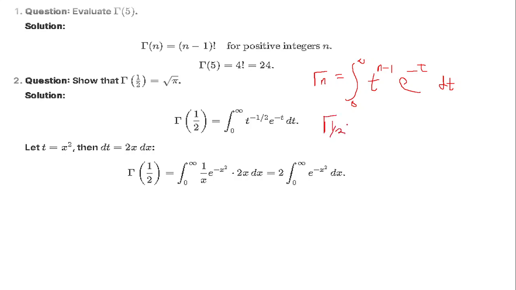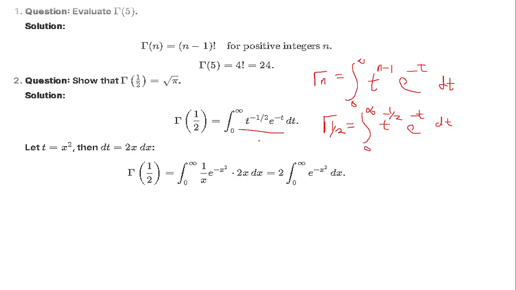gamma of 1/2. So this will just be the integral from 0 to infinity. Then what value is here? This value will be half minus 1, so it's going to be -1/2. Then we have e to the minus t, then dt. That is why we got this. Have you seen that?